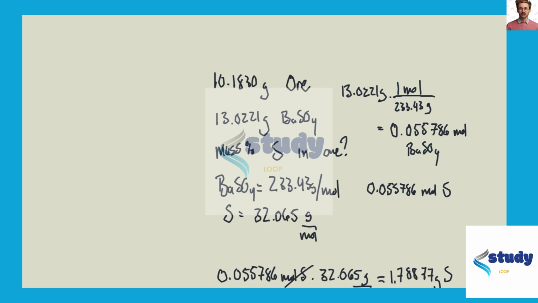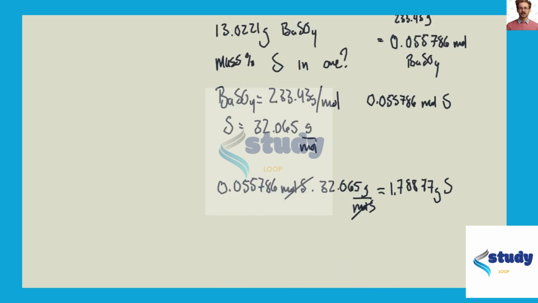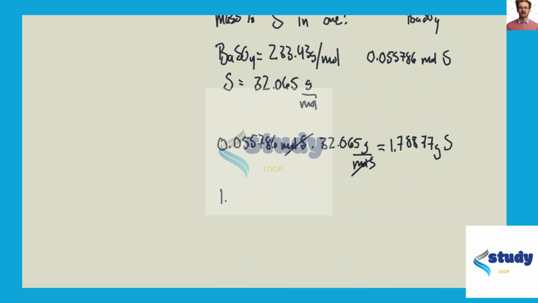10.1830, or 1.78877 grams divided by 10.1830 grams times 100, because it is percent. And we will get out 17.5663% sulfur by mass.